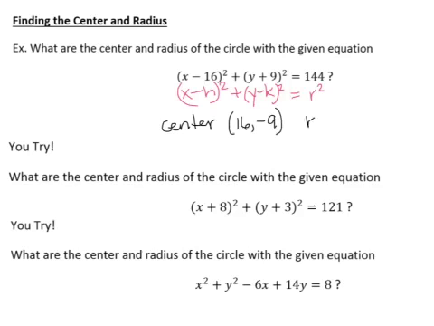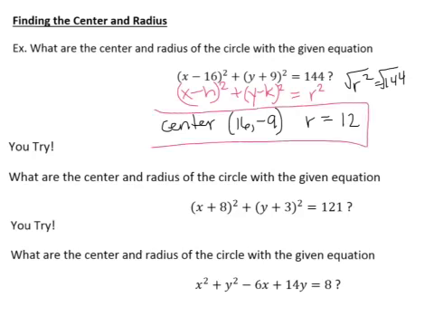And our radius, if r squared is equal to 144, then if we take the square root of each, then r is 12. And we know, even though we took the square root and we should get a plus or minus, we can't have a negative radius, so our radius is just positive 12. So these are our answers to our question, and you try the ones below.